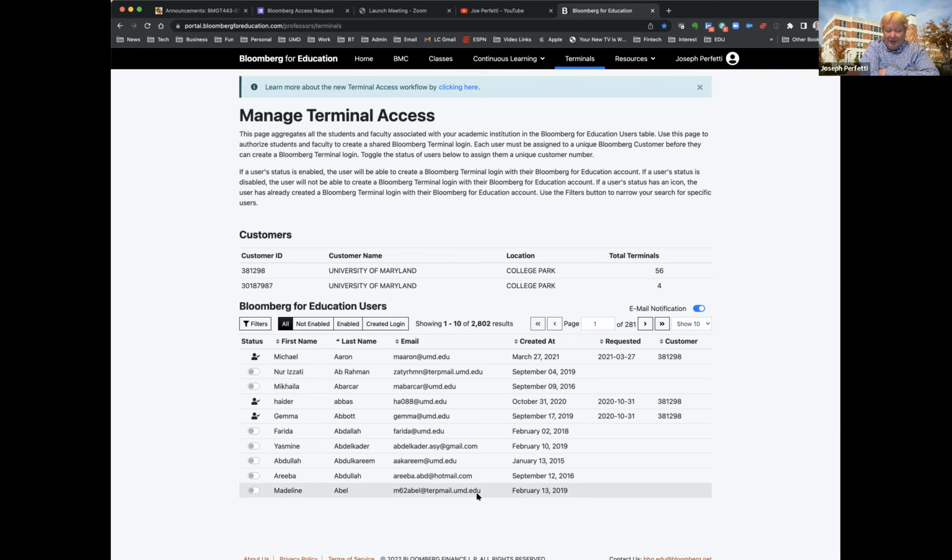Because when I'm looking for you, there's 2,800 people on this list. I'm trying to find your name. I'm not going to look for needles in haystacks in trying to give you access. That's why the Google form is so critical, to tell me how to find you in the list of potential users.